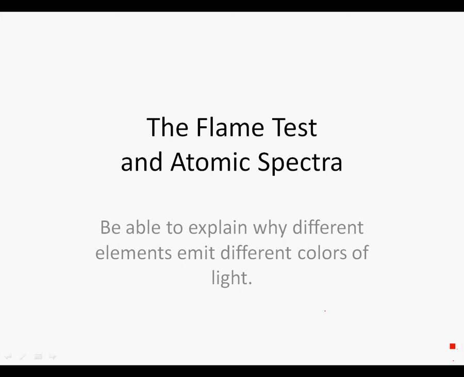This video is about the development of quantum theory, specifically about how scientists took the results of the flame test and other experiments that were done with the light emitted by atoms and figured out how the electrons are set up inside of atoms from that. After this video, you should be able to explain why different elements emit different colors of light and lines of light based on an explanation of what is going on with the electrons inside of atoms.